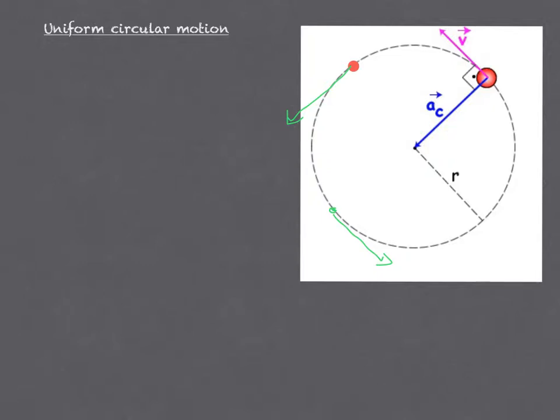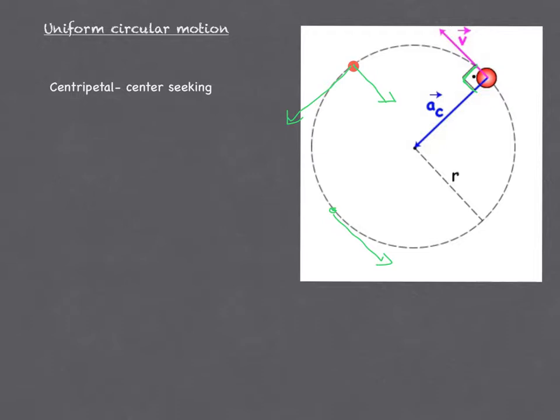The centripetal acceleration is always at a right angle to the velocity. So if the ball is here again, the centripetal acceleration would, of course, centripetal means pointing to the center. At every location that the ball is moving around its path, the acceleration is always towards the center. And of course the radial distance is from the center point of the path.